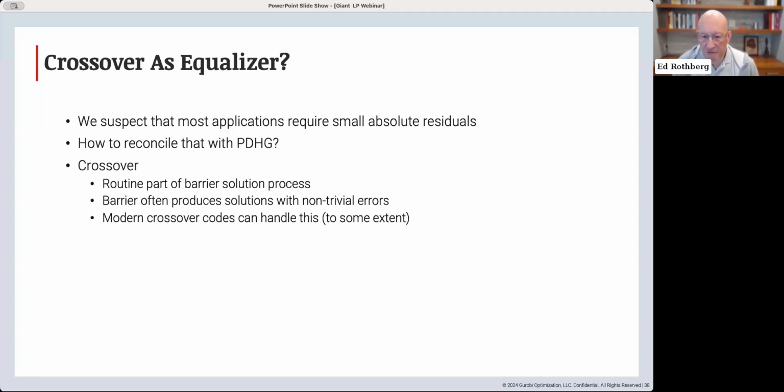So, what does that mean for PDHG? Well, it probably means that PDHG, the solutions also need to be fed into something that looks like crossover. And crossover is routine in barrier. You can shut it off. Very few people do. The fact that PDHG produces solutions with substantial errors, well, barrier sometimes produces solutions with non-trivial errors. And so crossover codes have been built to handle this. There are limits, of course, but they can deal with some error.